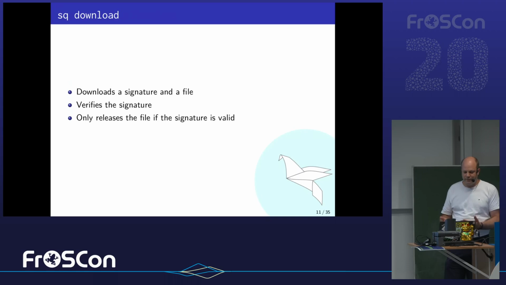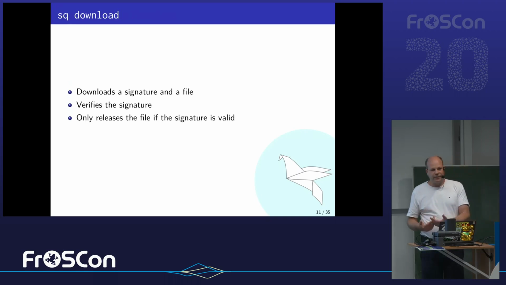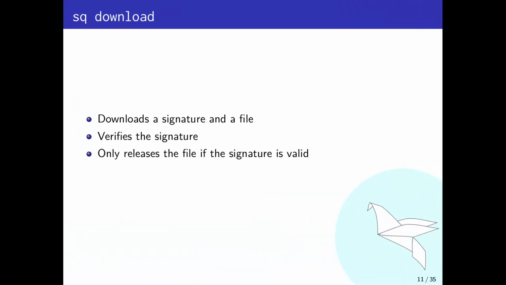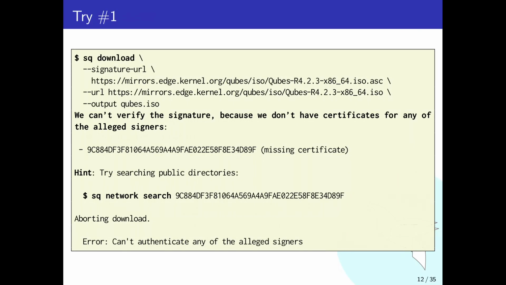So it only saves it to disk if the signature is valid. If the signature is not valid, or we can't authenticate the certificate, it's not saved to disk. All right, so let's do try number 1. We just naively go to the Cube's website, we find the URL for the ISO image, we find the .asc file for the signature, and we're going to save it to cubes.iso.